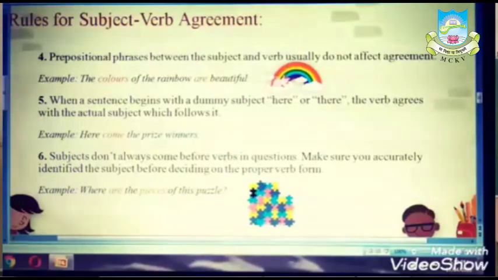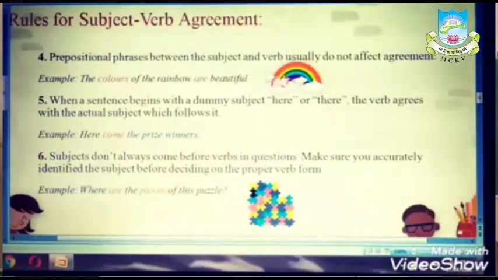Now, at the start of the lesson, I told you that you have to identify the true subject. So, see the example: here come the prize winners. Over here, the true subject is prize winners. Prize winners is a plural subject, so the verb is plural. So, here come the prize winners.